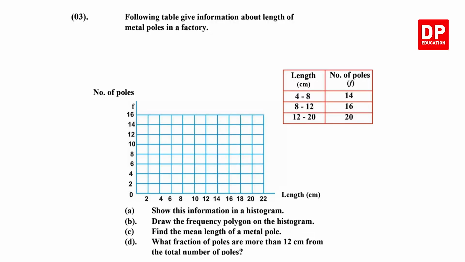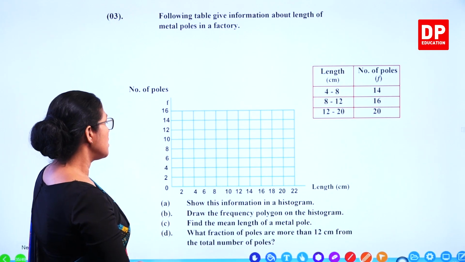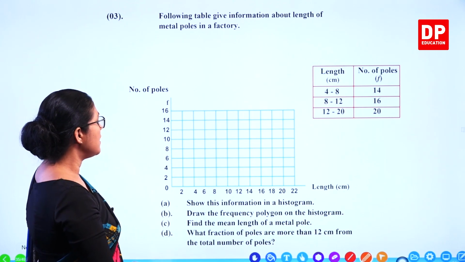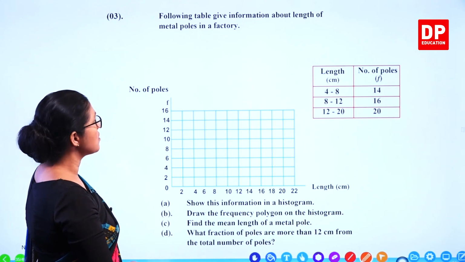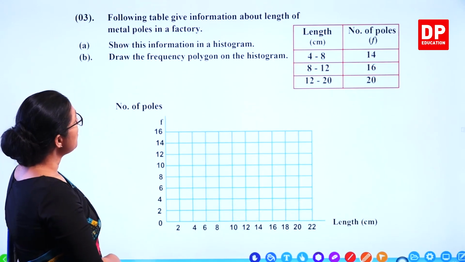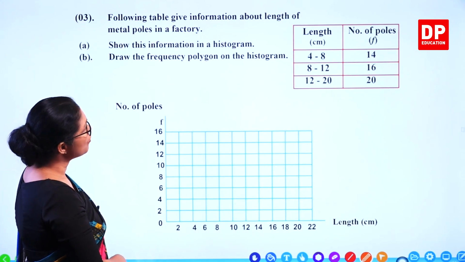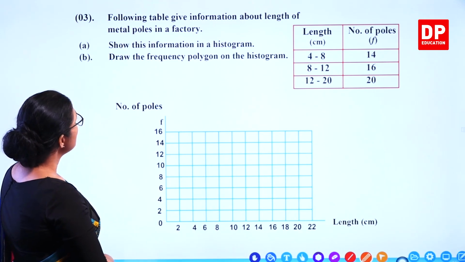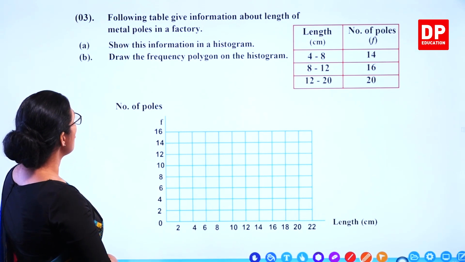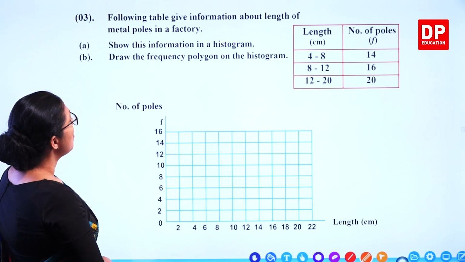Let's take question number 3. That's about statistics. You have to draw the histogram and answer the questions. Following table gives the information about length of metal poles in a factory. Show this information in a histogram. Draw the frequency polygon on the histogram.